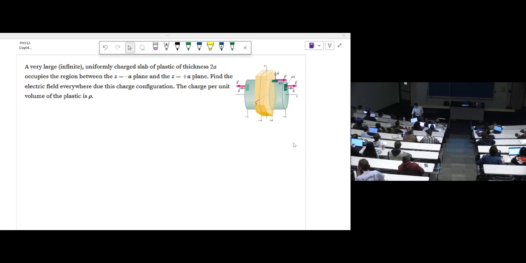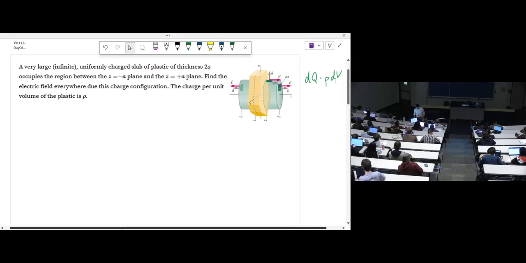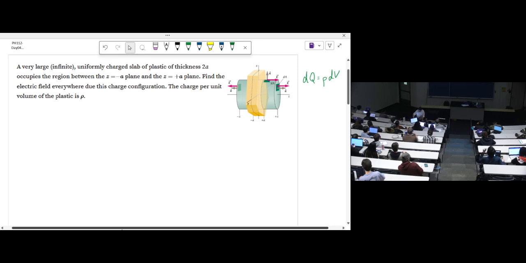And it specifies this rho, charge density here, if you will, because we said that, okay, if we want to integrate over some charge, dq, then for a volume, that's going to be rho times dv. So rho times dv. That's going to come in handy here.